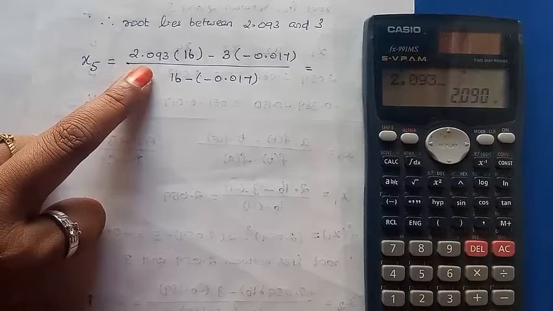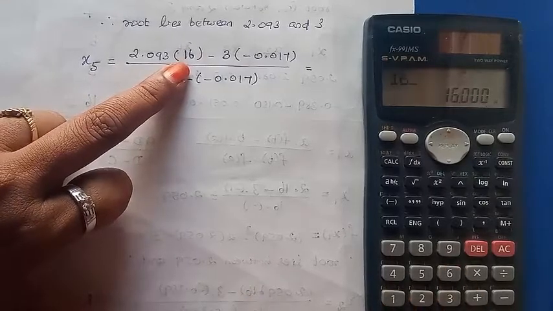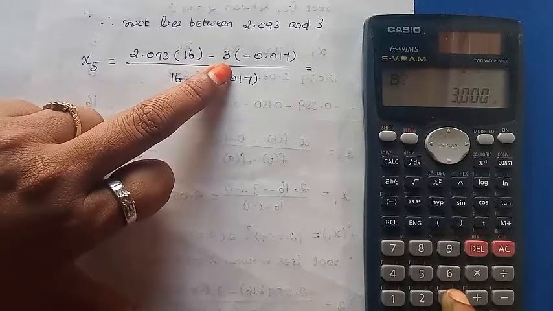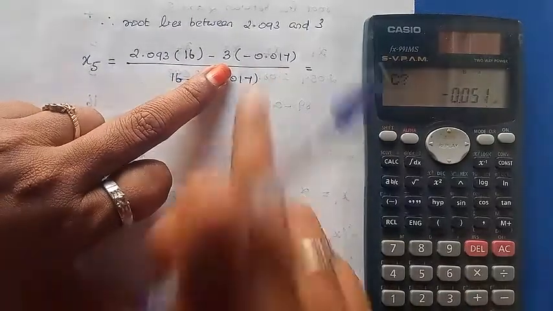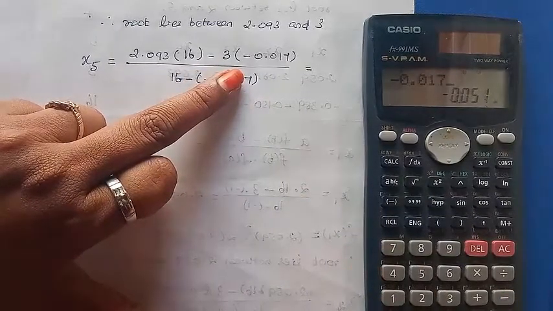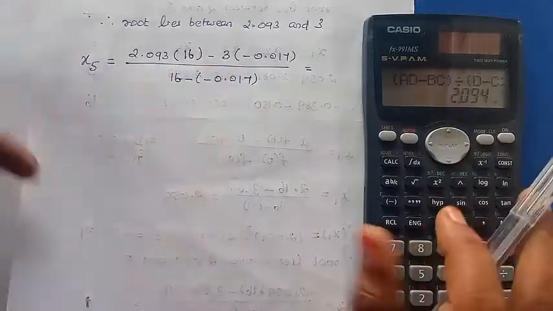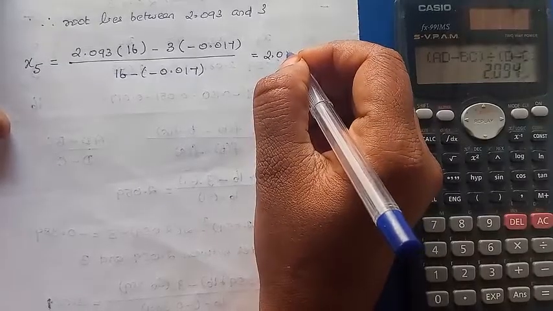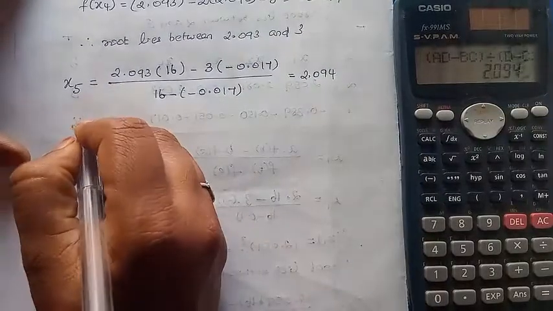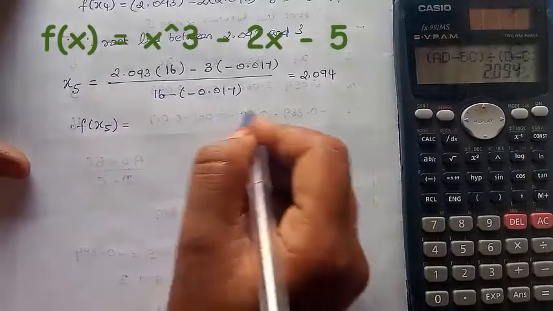2.093. Press equal to. It asks for d value. It is 16. Then equal to. B value is 3, equal to, C value is minus 0.017. Press equal to. It gives a value as 2.094. Sorry, that is the value of x5. 2.094. Next is we have to substitute this value in the given function x cube minus 2x minus 5.